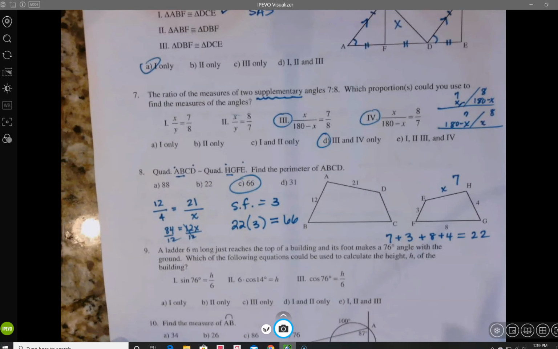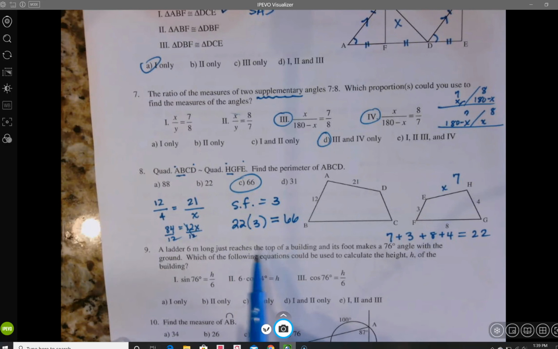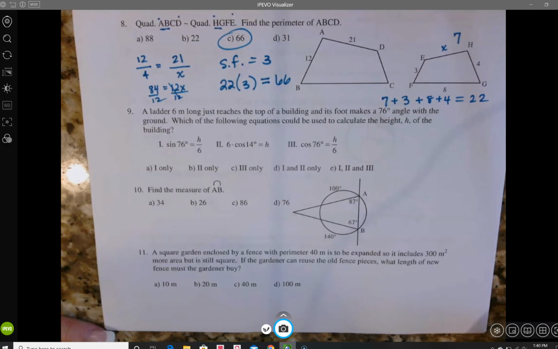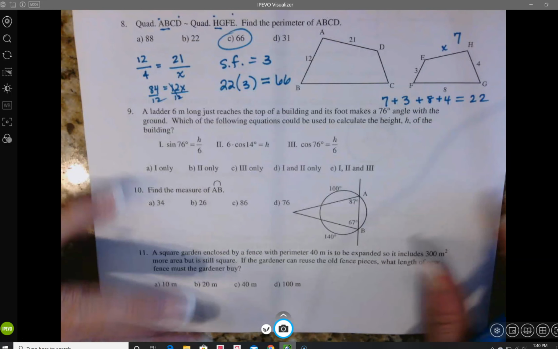Number 9, a ladder 6 meters long just reaches the top of a building, and its foot makes a 76-degree angle with the ground. So this is going to be a trig problem, and I'm going to use this problem to teach you a few things about trigonometry. We have not had a chance to cover trigonometry, and I have no idea what the plan is for teaching you guys trigonometry someday, but I'm just going to show you a problem now.